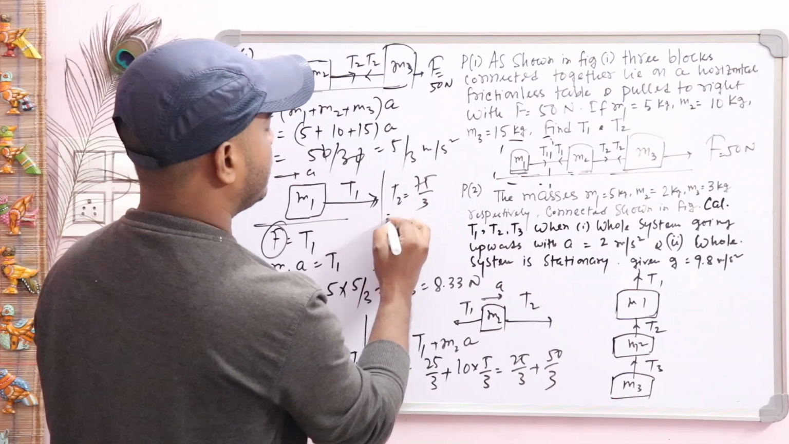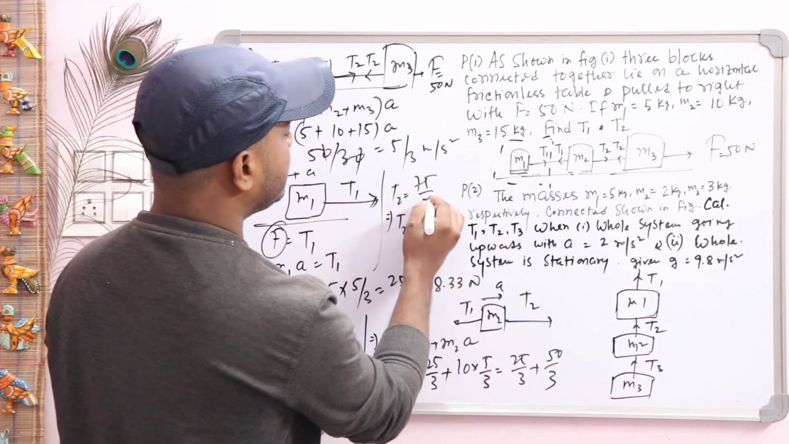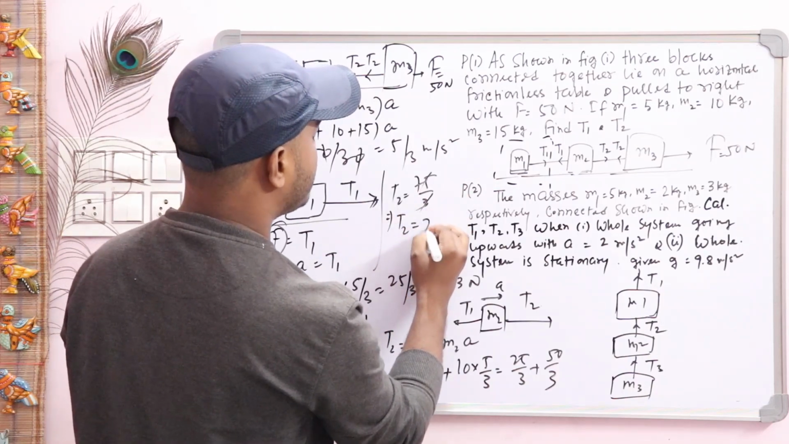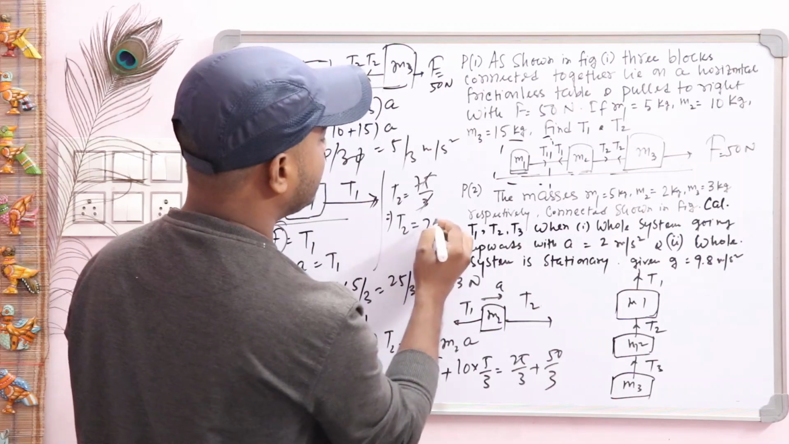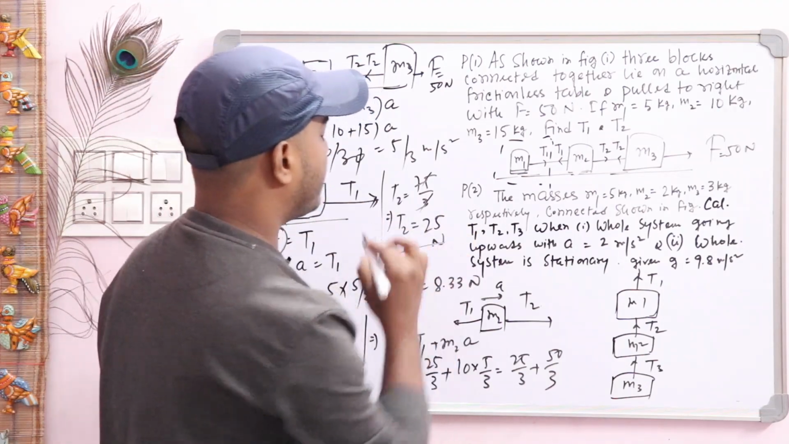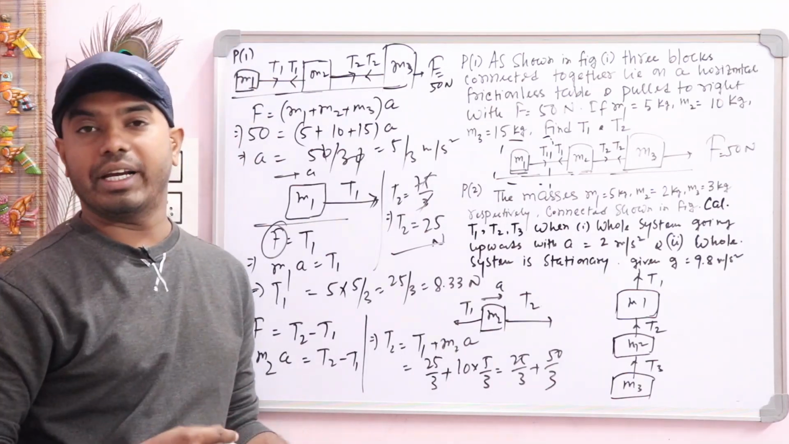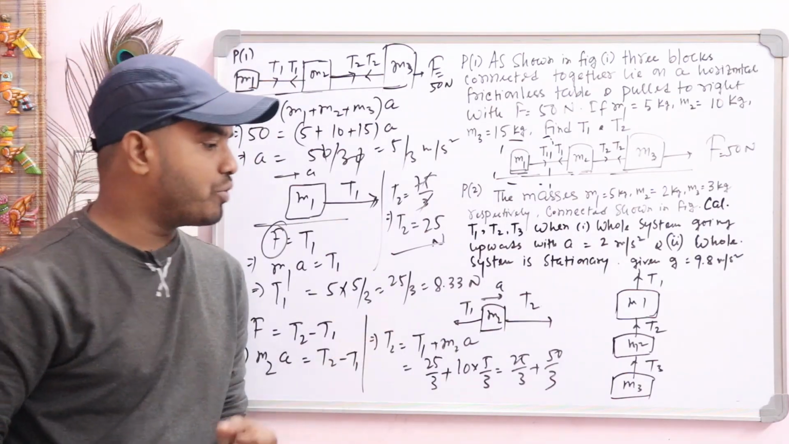So T2 is equal to, what is the value? 25 Newton. Okay, so this is the value of T2. In this way you can solve a free body diagram. Okay, now see problem 2.